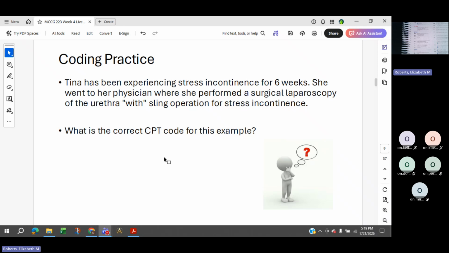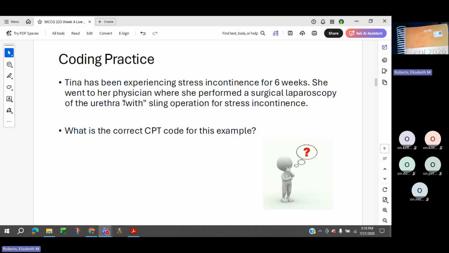Tina has been experiencing stress incontinence for 6 weeks. She went to her physician where she performed a surgical laparoscopy of the urethra with a sling operation for stress incontinence. What is the correct CPT code for this example? Now, this one is an interesting one, I think. How are we going to code this? Or rather, how are we going to look for this, right?